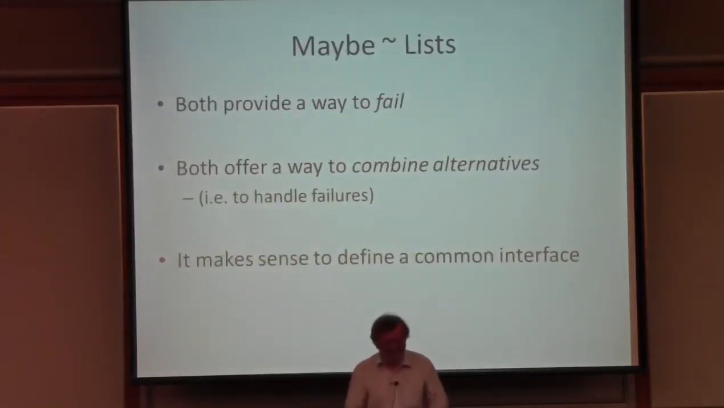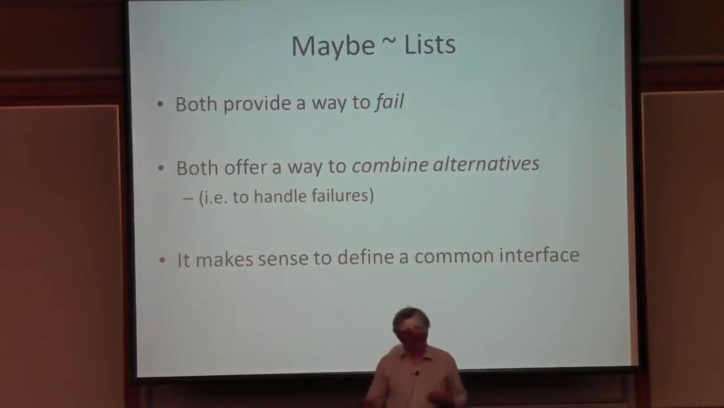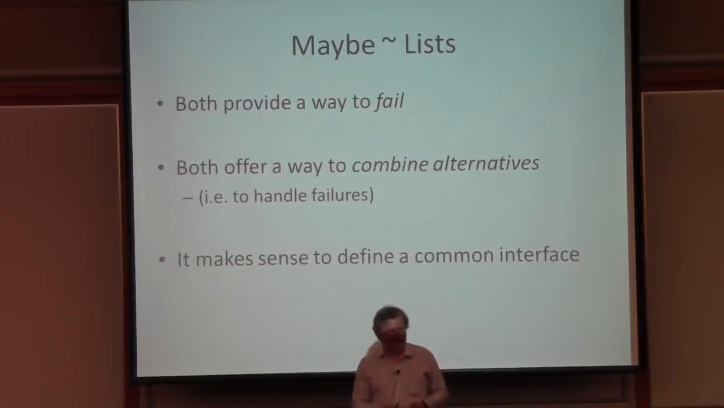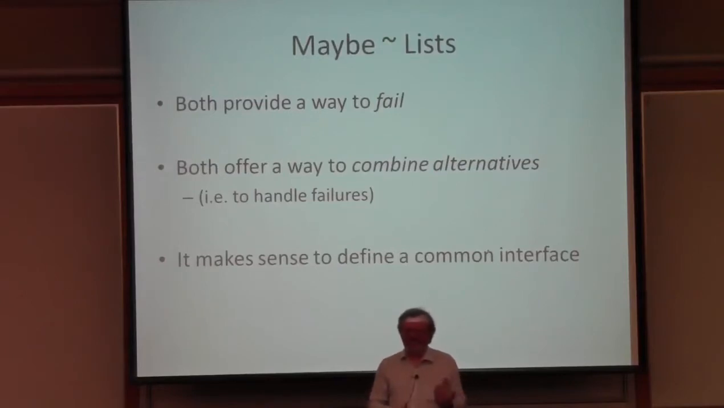So I've just talked about how similar maybe and lists are. Both of them give us a way to represent failure, nothing or the empty list. Both of them offer a way for us to combine alternatives, to combine different possibilities. Think of that as like the catch function that I mentioned yesterday for maybe, a function that provides a handler for failure. So since they behave in a similar way, wouldn't it make sense to define a common interface that represents those things?